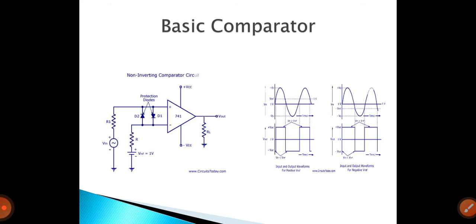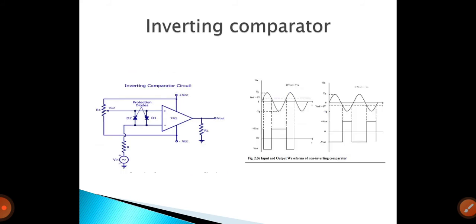That is called a basic comparator. This is a circuit we can understand by these equations. RL equals the load resistance to protect the output voltage. That is a basic comparator. Next is the inverting comparator. How does this circuit work? We can go through it first.